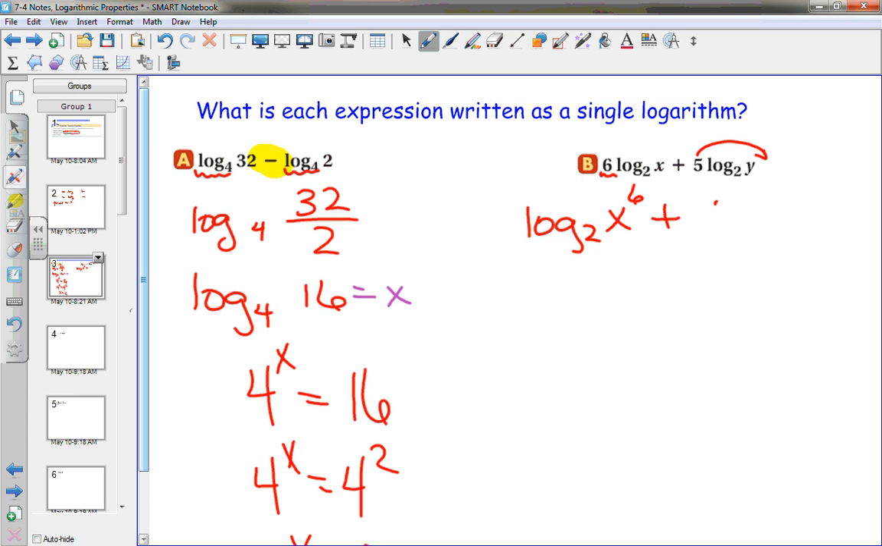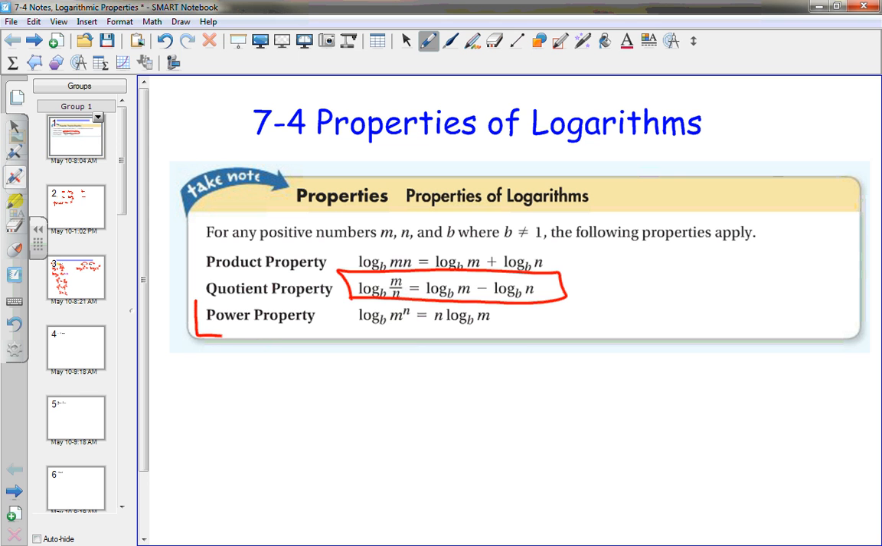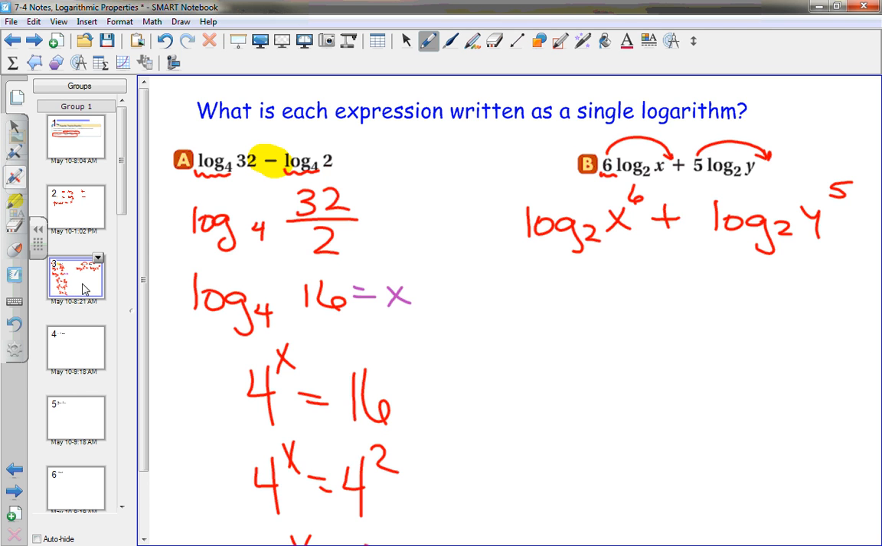Yeah, so now where does that 5 go? The 6 went on the x, so now the 5 needs to go on the y. Because those are powers. That is going to be the power property here. Okay? So now that I have my powers on there, now how are they attached? By addition, so that's going to be what? Multiplication. So I'm going to have log base 2 of x to the 6 times y to the 5th.